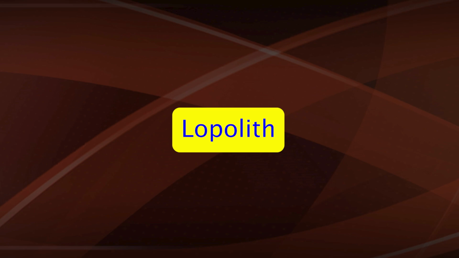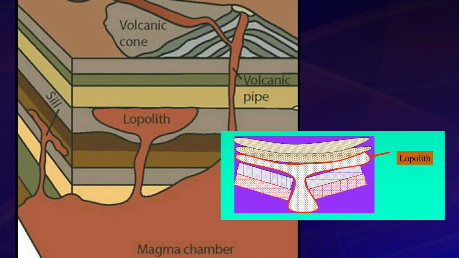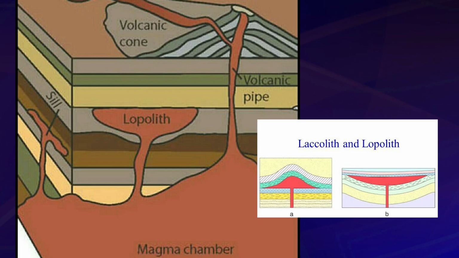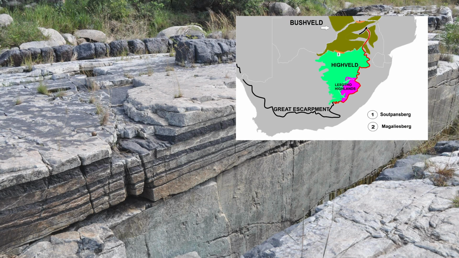Lopolith. A lopolith is a large bowl or saucer-shaped igneous intrusion with a flat top and sunken base. It forms when magma enters between rock layers and sinks in the center due to its heavy weight. It is the opposite of a laccolith, which pushes upwards. Lopoliths are rich in dense minerals like iron and magnesium. A famous example is the Bushveld Complex in South Africa.